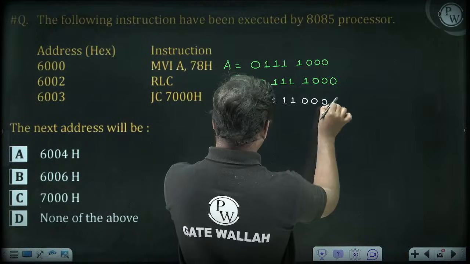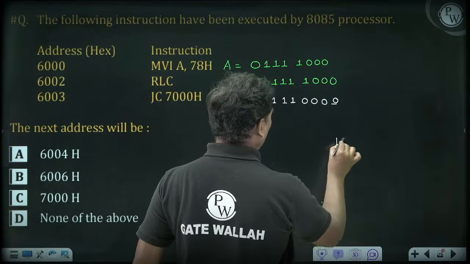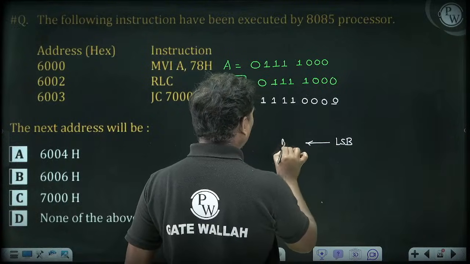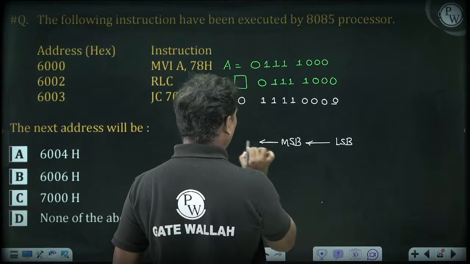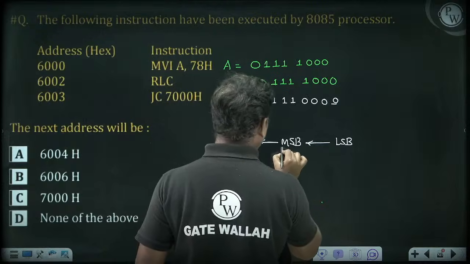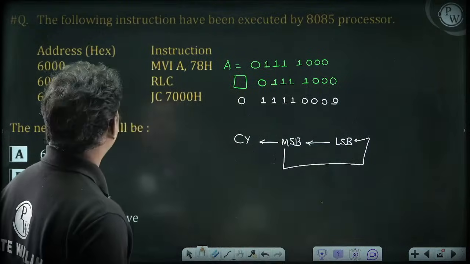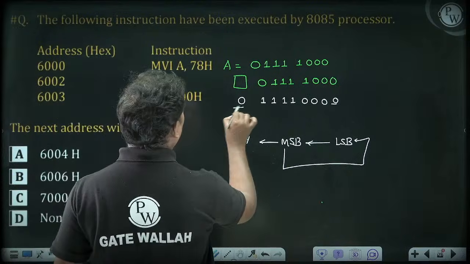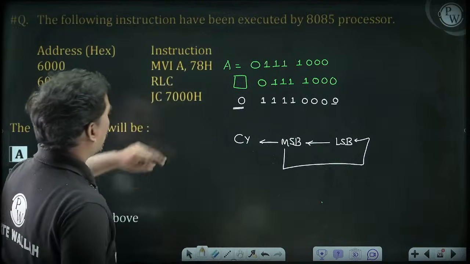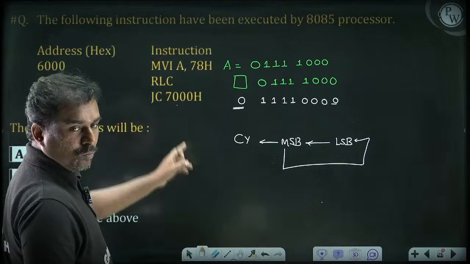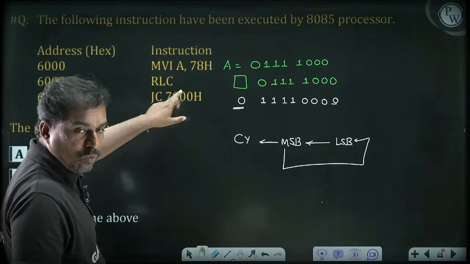So the LSB will go to the MSB, the MSB will go to the carry, and the MSB will come back to the LSB. Okay, so is the carry generated? No. If the carry is generated, it will go to 7000H. What is the meaning of this instruction? Jump if carry, go to 7000.